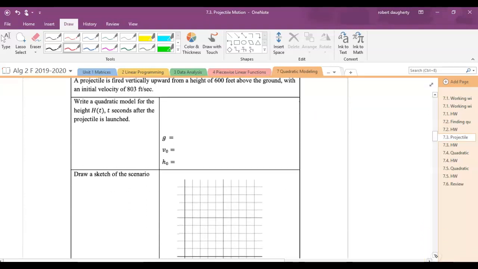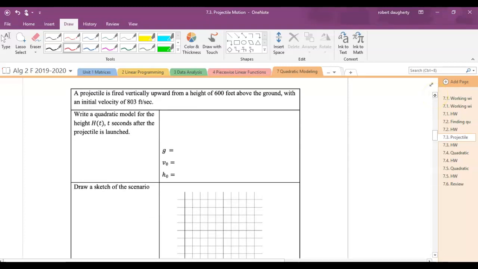So let's take a look at an example. A projectile is fired vertically upward at a height of 600 feet above the ground with an initial velocity of 803 feet per second. Write a quadratic model that shows the height in seconds after the projectile was launched. As many times as I can, when I've got a formula, I'm going to write that down, just like we did with parabolas. Minus 1/2 gt squared plus the initial velocity times t plus the initial height. And then it's just a matter of figuring out what those values are.